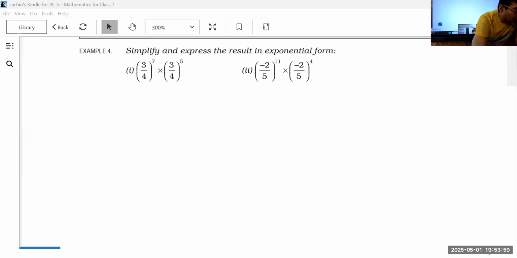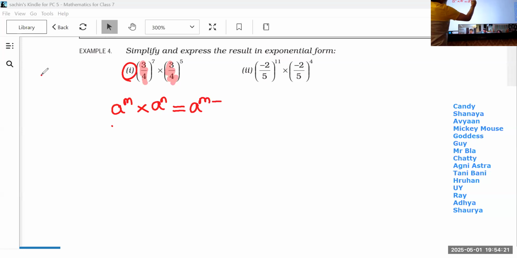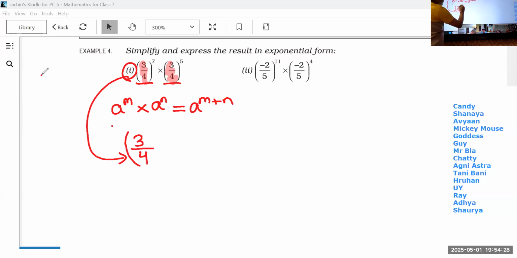So next, I have to write these in exponential form. If I have to write this in exponential form, I'm going to do the first one. The bases are same, so the powers will get added. Remember, a to the power m times a to the power n, the answer is a to the power m plus n. Same thing will apply here. Base दोनों का same है, so I will just add the powers. 3/4, 7 plus 5, that will give you 3/4 raised to the power 12.